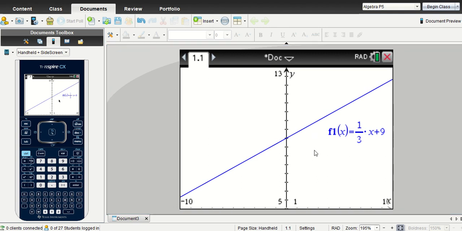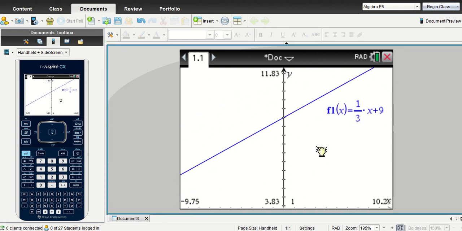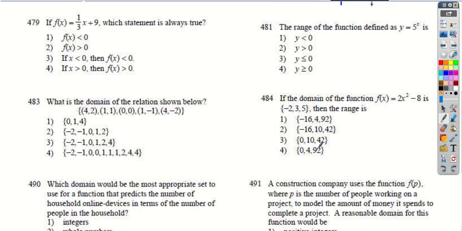So what this really means here, and we can kind of zoom out, is my graph looks like this, all right? So here's 9, and then it increases by 1/3. So it goes over 1, up 3, right? I get a point somewhere like that, and my graph is essentially going to look like this. So are all the y values less than 0? No, because there's y values up here that are positive. Are all the y values greater than 0? No, because there's ones down here that are negative. Okay, so these two are out.